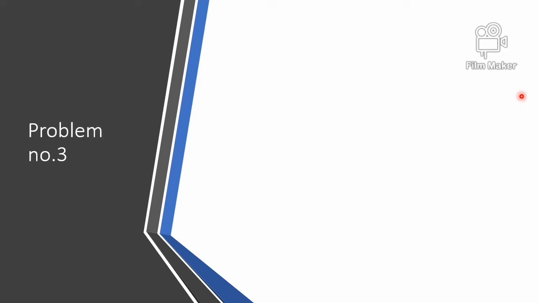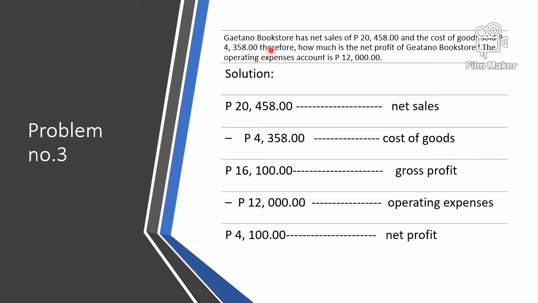Problem number 3. Giatano Bookstore has net sales of 20,458 pesos, and the cost of goods sold is 4,358 pesos. Therefore, how much is the net profit of Giatano Bookstore? The operating expenses account is 12,000. So what will be the solution?